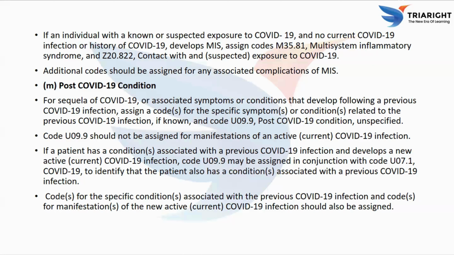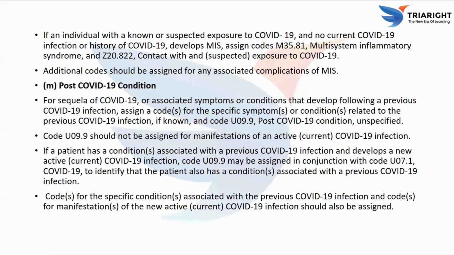You must assign a code for the specific symptom or condition. Example, R53.83 for fatigue, R05.9 for cough, and also U09.9 for post-COVID-19 condition. So a very important rule is that U09.9 must not be used for current COVID-19 infection. If the patient currently has active COVID-19, you have to use U07.1 but not U09.9.